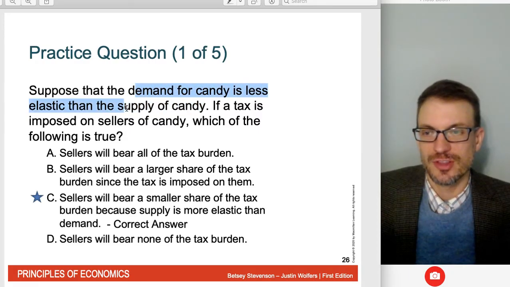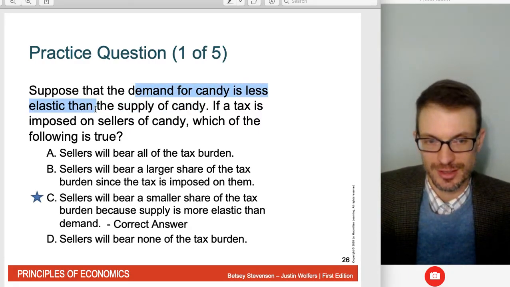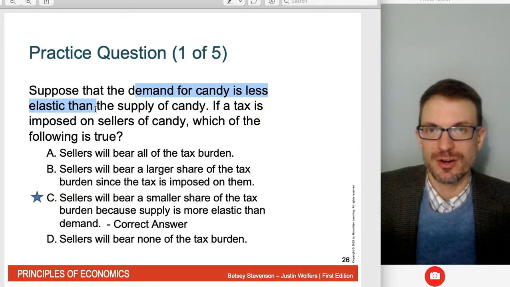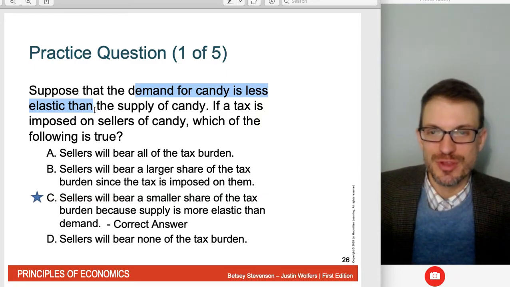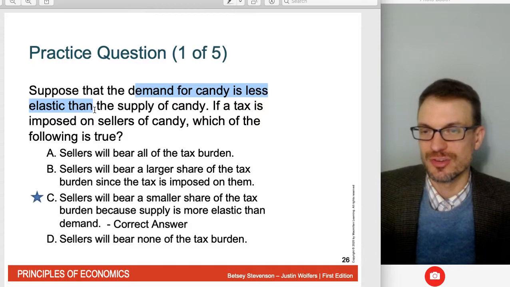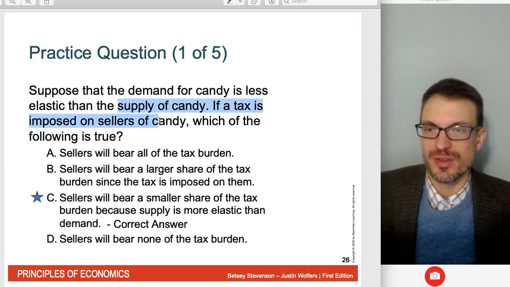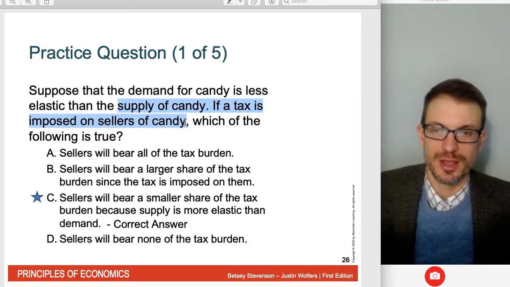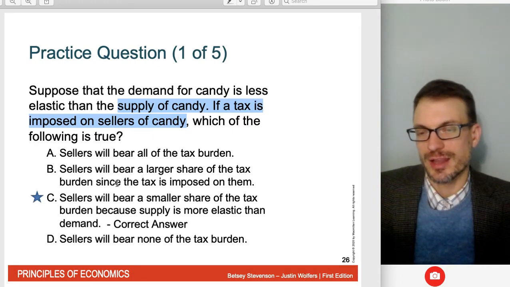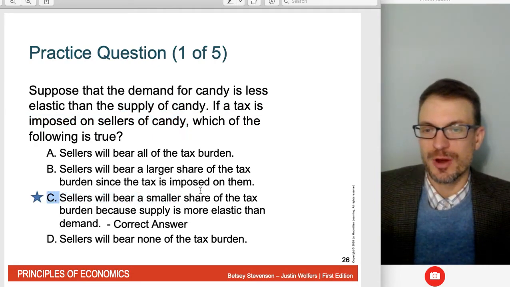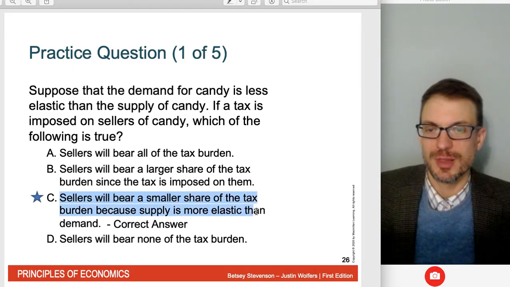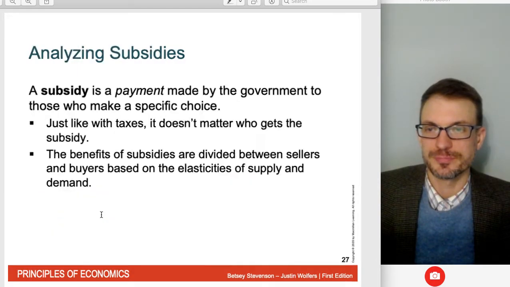Demand is less elastic means demand is more inelastic. Inelastic demand means buyers have a sweet tooth. They have fewer alternatives to buying the candy. They're just going to keep buying the candy. Sellers have other things they could do. Maybe they make other products that are not candy, so they're not taxed. Sellers bear a smaller share of the tax burden because supply is more elastic than demand.